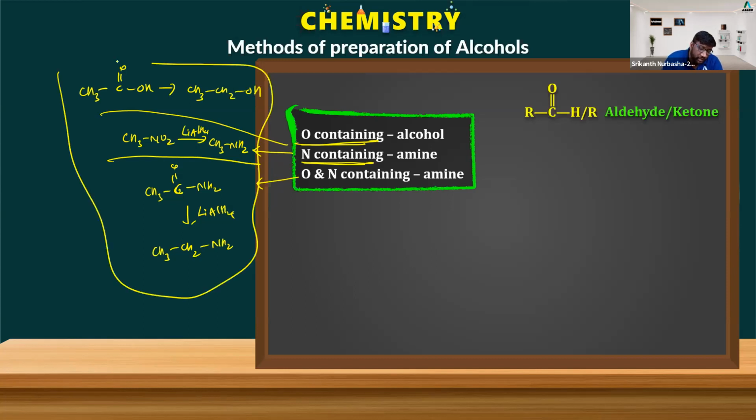So lithium aluminum hydride will reduce all polar functional groups. C double bond O is a polar pi bond. N double bond O, polar pi bond. C double bond O, again polar pi bond. LiAlH4 will reduce all functional groups which contain polar pi bonds, and oxygen containing functional groups will be converted to the respective alcohol. Nitrogen containing will be converted to the respective amine. Oxygen and nitrogen containing, like amides, will be converted to the respective amines only.